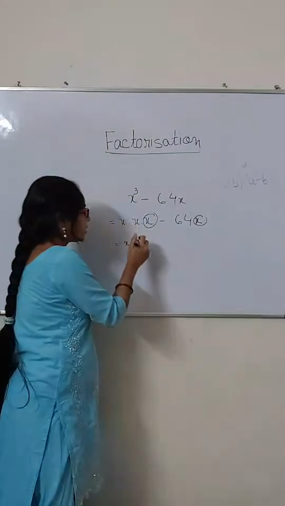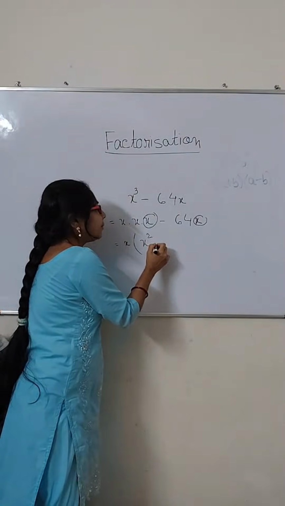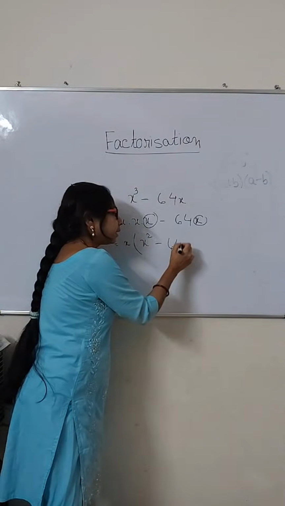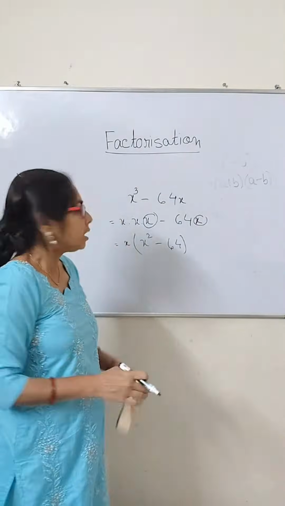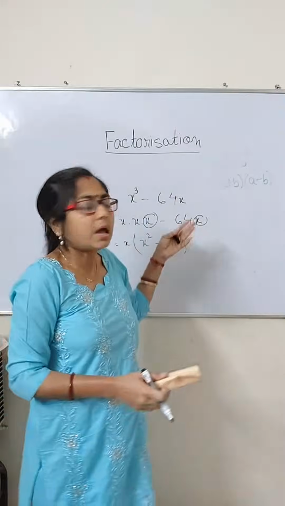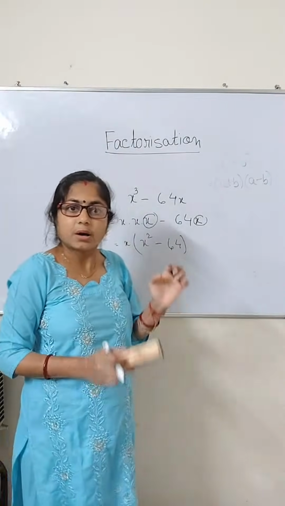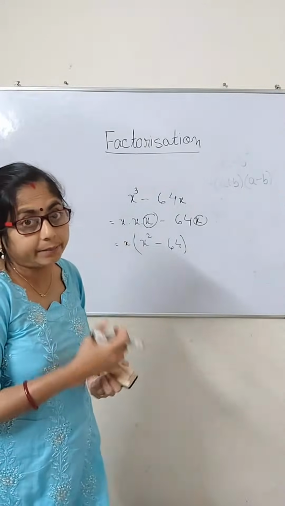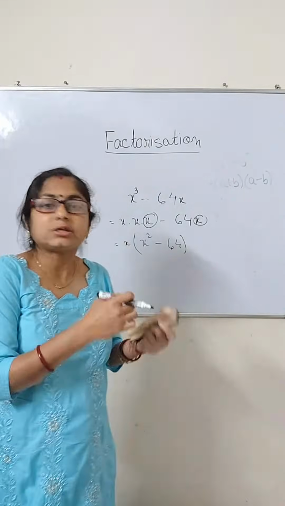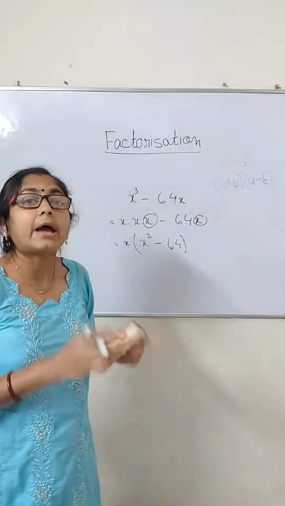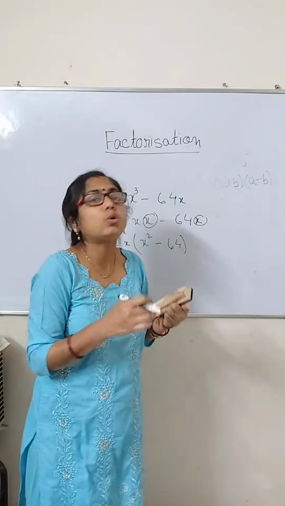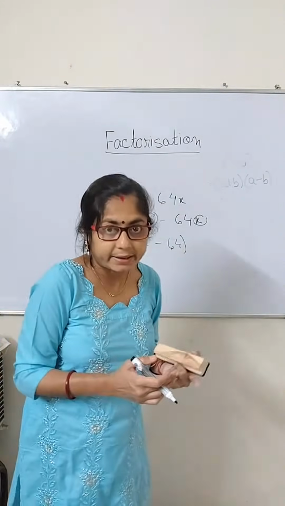There is 2x, means x square minus 64. Clear? Okay? First I take the common. I write it x, and there is x square minus 64. Clear? Now I make the 64 in the square format. How can I do this one? I do all the maths from the beginning.